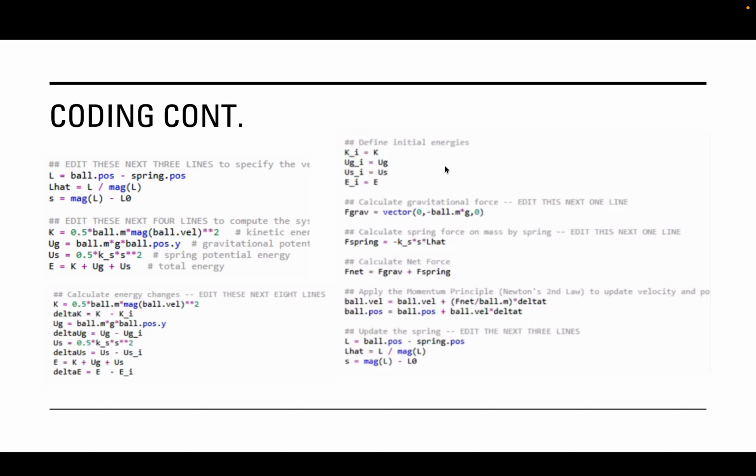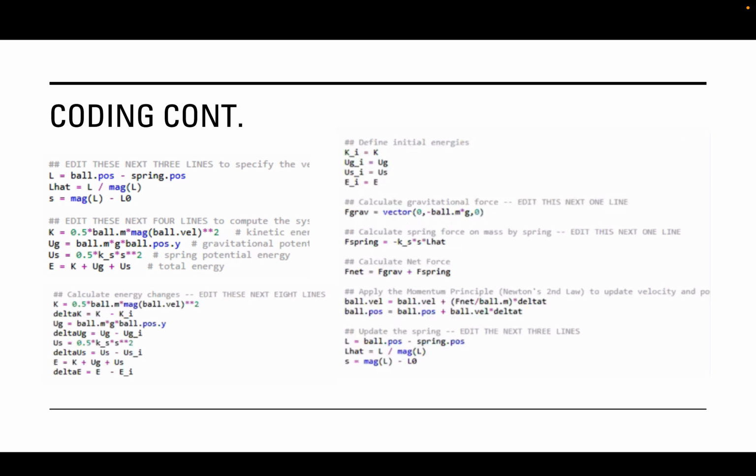And then over here, this is in our while loop, and we defined our initial energies, and then calculated our force of gravity and the force of the spring to calculate the net force. And then using that net force, we used the velocity update principle and the position update formulas, and then updated the spring position again. And then using what we found there, we come over here to the left and calculated the change in the different types of energy, and then sum them all up to get delta E, which is our total change in energy.